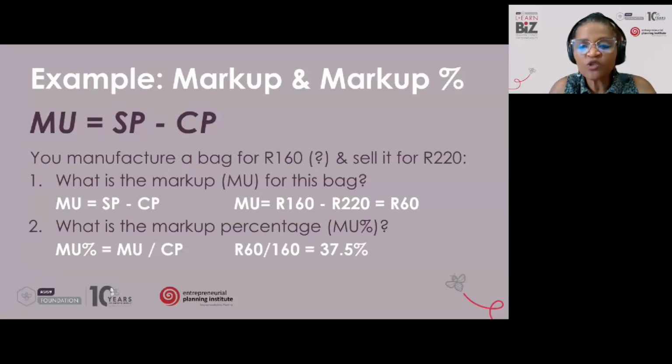So when we want to know what markup we are supposed to be using, we are given that this thing costs us this much, and that thing is selling for this much. So how much would be the markup? So I've got an example here. You manufacture a bag for 160 Rand. What do we call that 160, by the way? Anyone who wants to raise a hand or just unmute yourself? What is that cost of manufacturing the bag of 160?